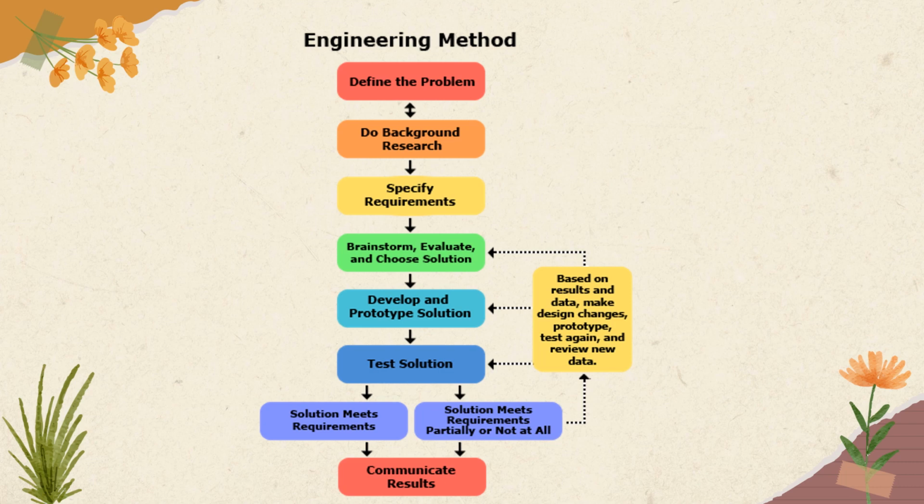So what's the engineering method? The engineering method is first to define the problem, do background research, specify the requirements, brainstorm, evaluate and choose the solution, develop a prototype and solution, and then test the solution. If the solution meets the requirements, fine, communicate the results. If it meets the requirement only partially or not at all, then based on the results and data, make design changes, prototype, test again and go back. Finally, again develop the prototype and repeat the process. So this is the engineering method.